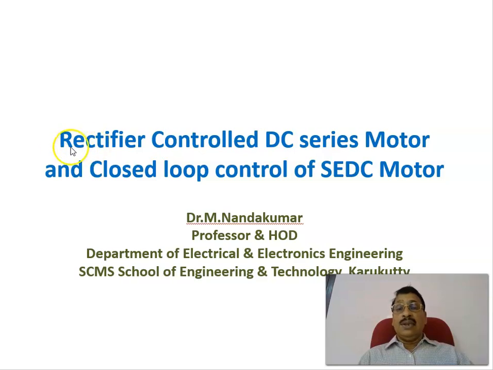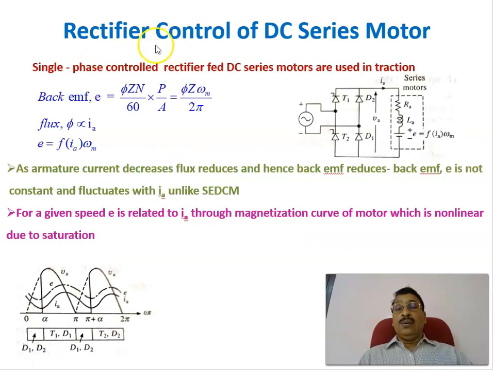In this presentation, I am going to explain a rectifier control DC series motor and closed loop control of separately excited DC motor. Coming to the rectifier control of DC series motor, this is the circuit diagram. Input is a single phase supply. This is given to a half control single phase rectifier, and this is given to the DC series motor, and this is the equivalent circuit of the DC series motor.